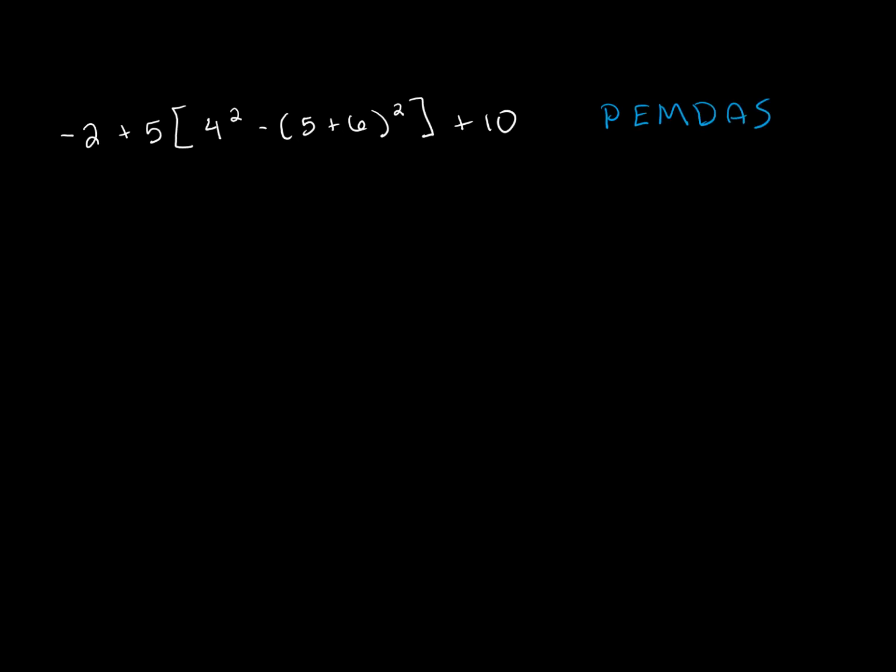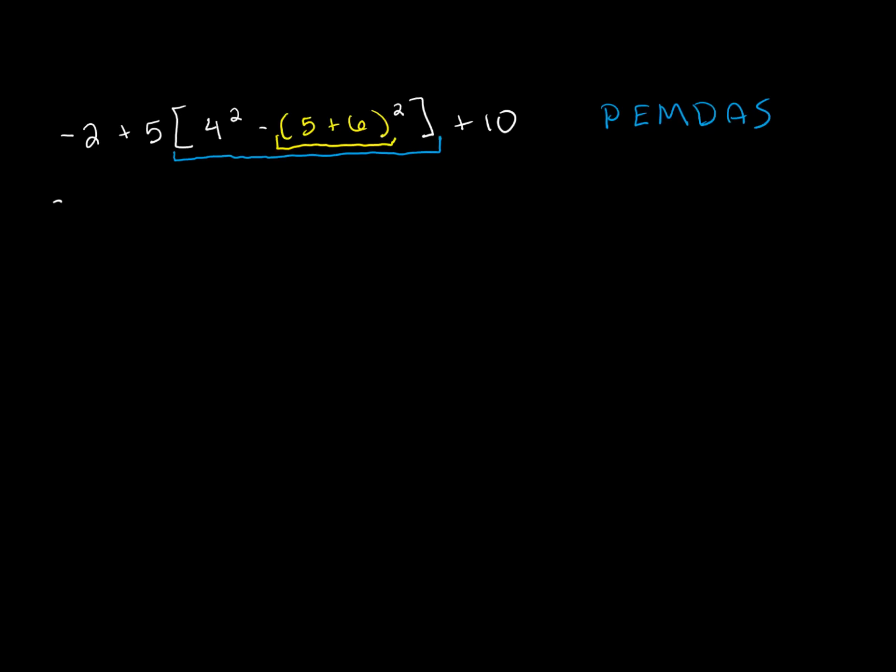The first step of order of operations is parentheses, which includes brackets, and you work inside out. So we've got one set of brackets right here, but we've got a set of parentheses inside there. We have to work inside out. So we need to do the parentheses 5 plus 6 first before we do anything else. So I'm going to highlight that. This is the first thing that we need to do. So you're working inside out.